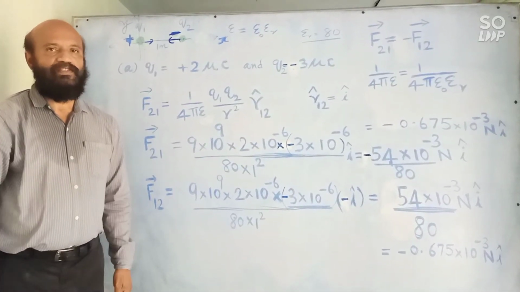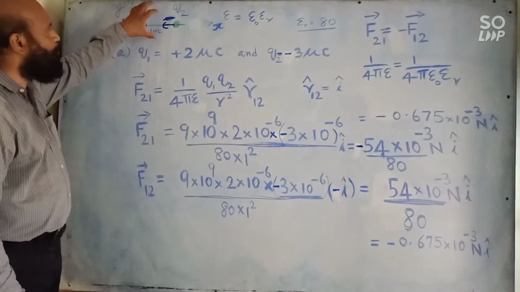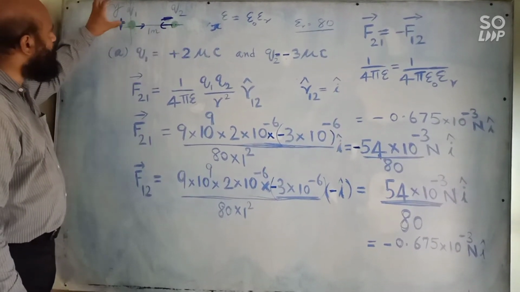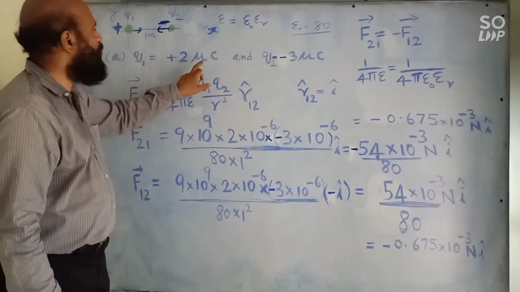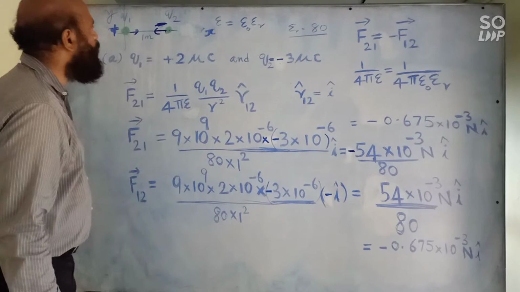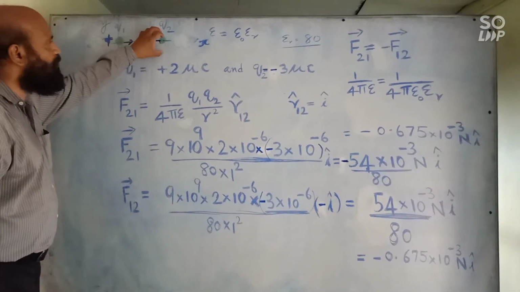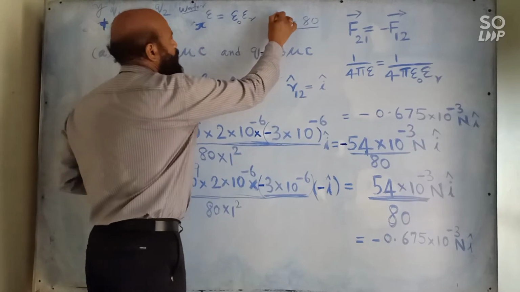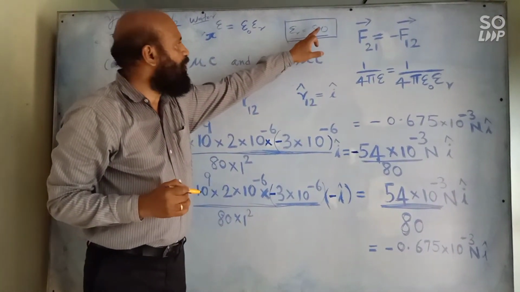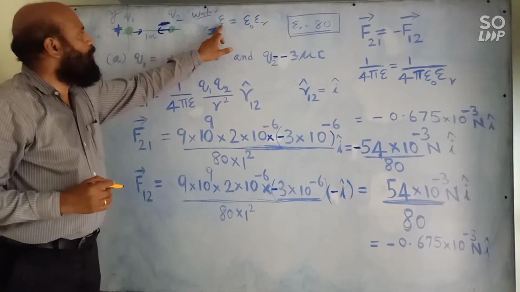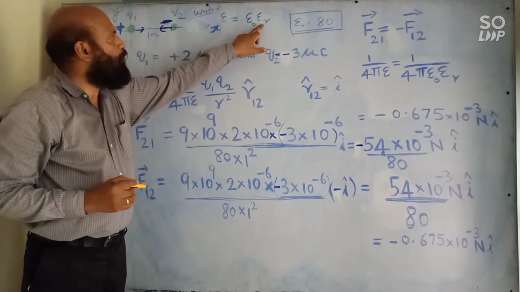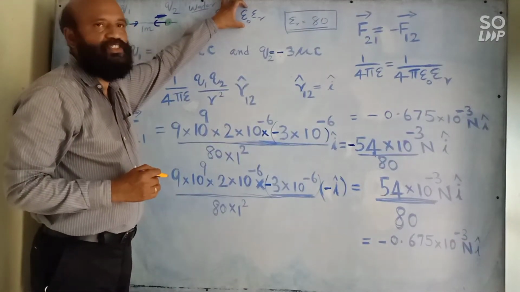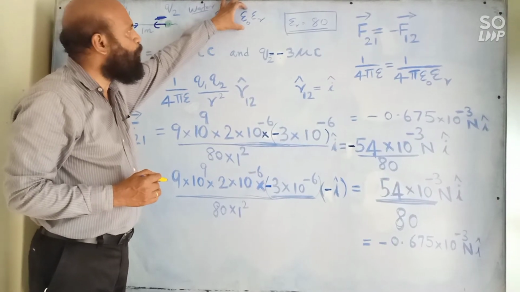Force between the charges also depends on the medium between the charges. To know that, we will see another situation. Same charges: 2 microcoulomb first charge, second charge minus 3 microcoulomb. But now the medium in between the charges is water. Water relative permittivity is 80. Epsilon can be written as epsilon 0 into epsilon r. Epsilon is the permittivity of the medium. Epsilon 0 is the permittivity of free space. Free space means air or vacuum.